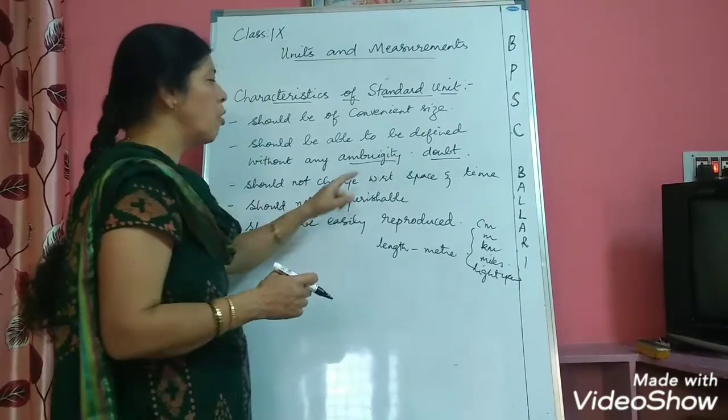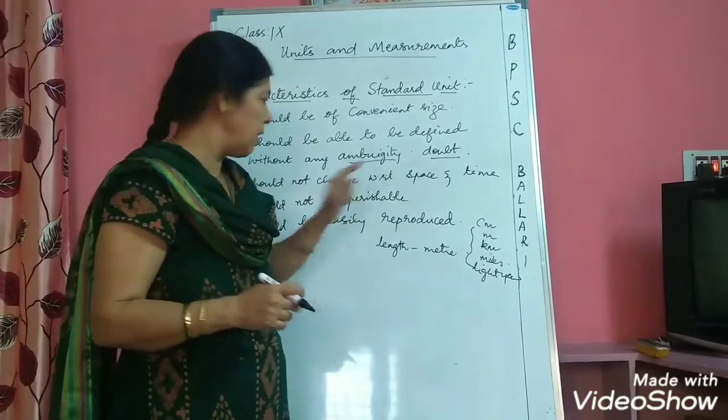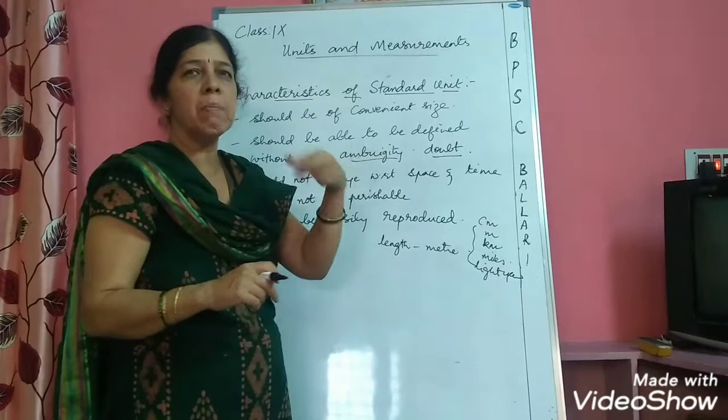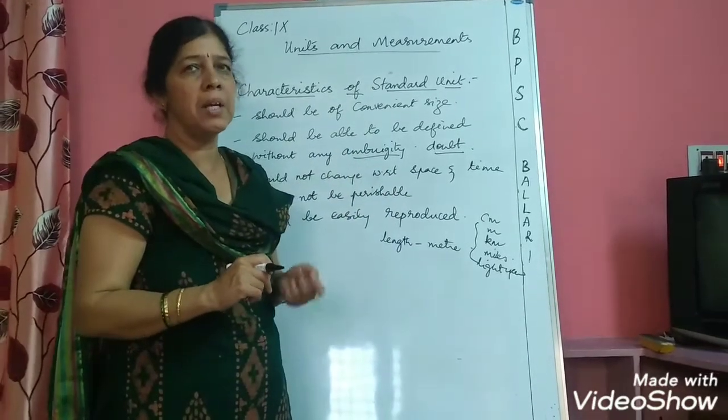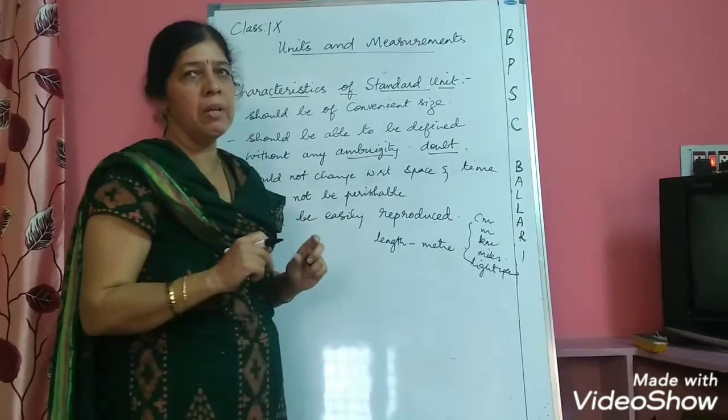Then the standard unit should not be perishable. We cannot destroy that standard unit. Then it should be easily reproduced. You must be able to reproduce that standard unit easily. These are the special features of a standard unit.